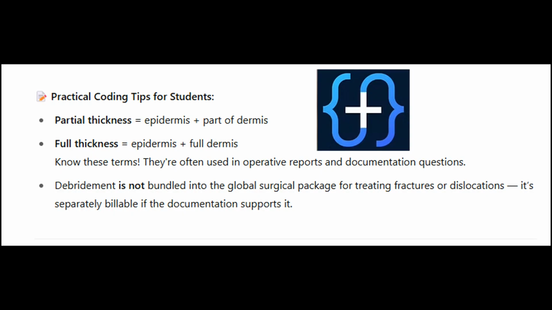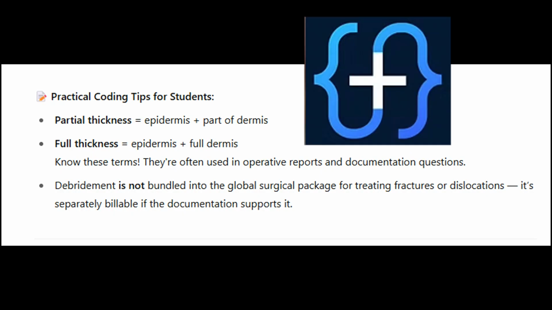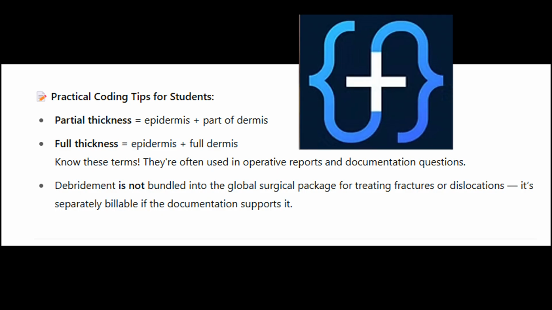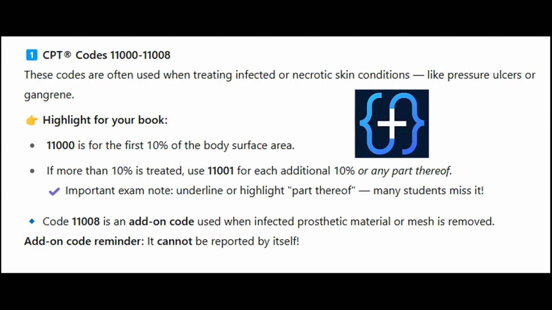Important for coding, pay attention to the body area treated. How deep the debridement goes. Is it skin only, muscle, or all the way to the bone? How much tissue was debrided? Percentages matter. Let's break down the code groups you need to know. One, CPT codes 11,000 to 11,008. These codes are often used when treating infected or necrotic skin conditions, like pressure ulcers or gangrene.